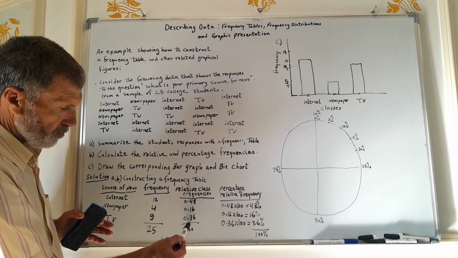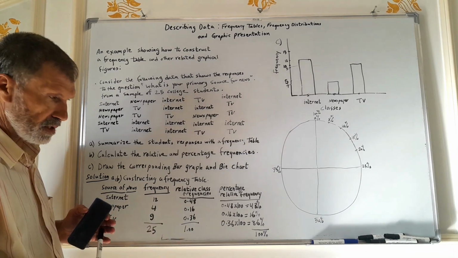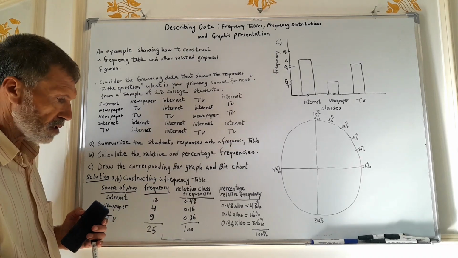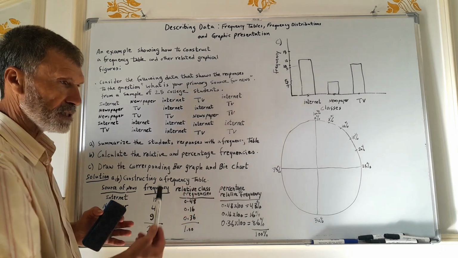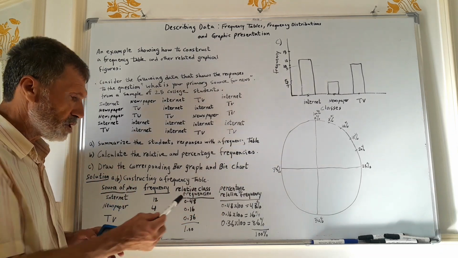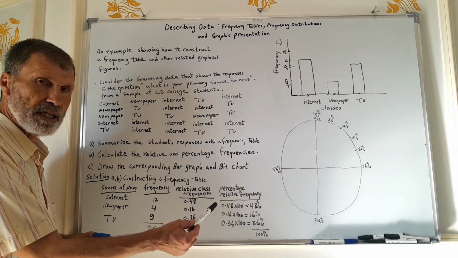The sum of all these is 1. Okay, these are fractions, and the total is 1. Now we want to calculate also the percentage frequencies. All we have to do is multiply the relative frequencies by 100 to get the percentage.